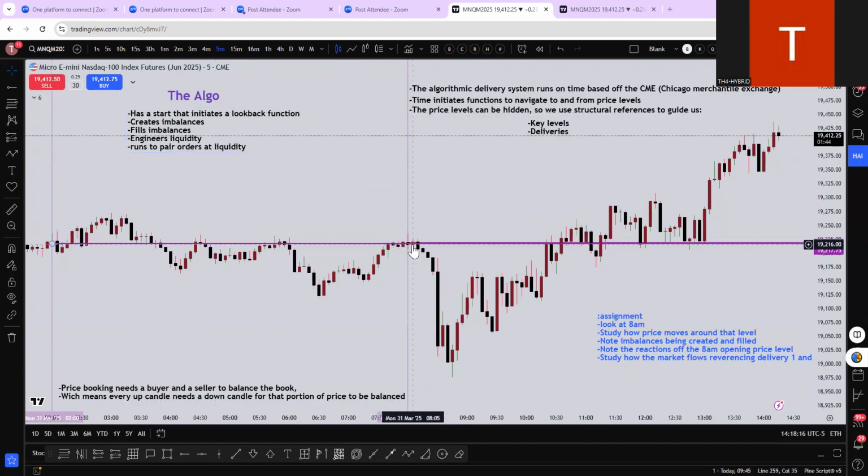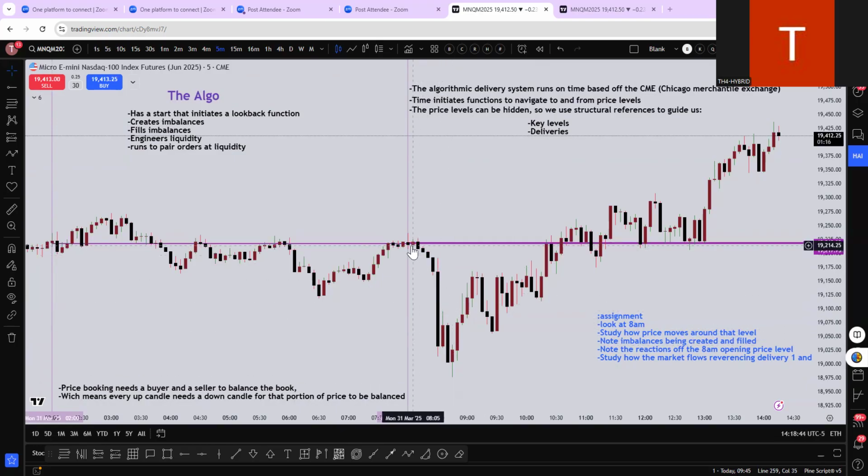After it starts, it's going to create imbalances. Imbalances being one-sided candlesticks. So on my chart, the black candles are down candles and the red candles are up candles. Those are just the colors that I have. I switched them up so people wouldn't copy my charts a long time ago. But for understanding purposes, black is down, red is up.